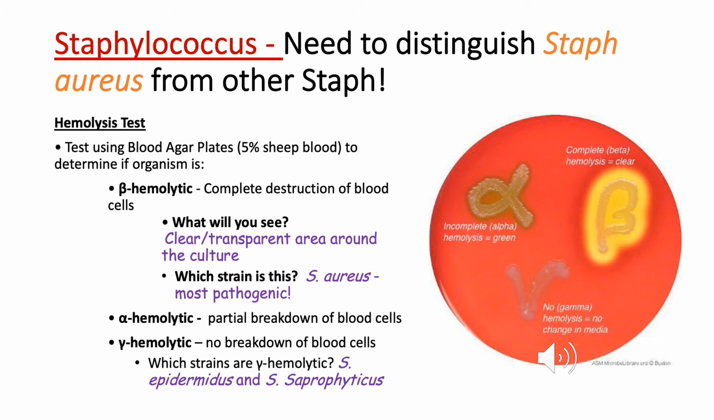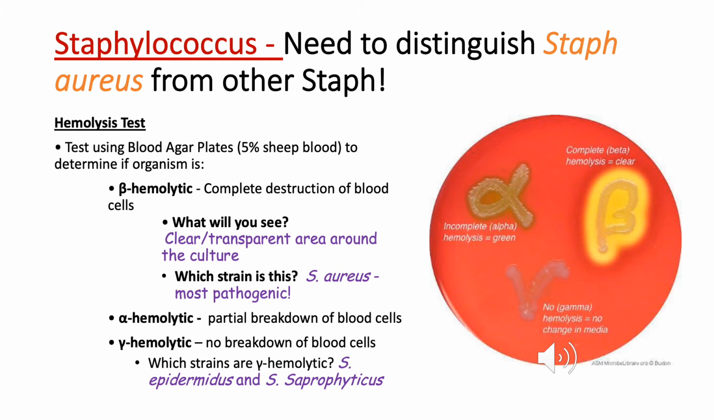So when you do this test, you can determine if the species is beta hemolytic, which means a beta hemolytic organism, by the beta symbol on the plate, it's a clear, transparent area around the culture because all the red blood cells there have been destroyed. So if you see that on a plate, you would know that you have Staph aureus, because that's the most pathogenic one, causes the most breakdown of blood cells, complete destruction of red blood cells.